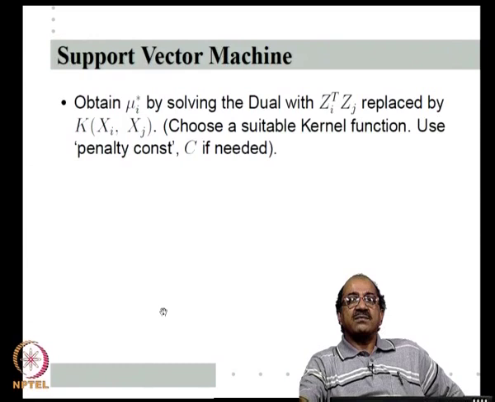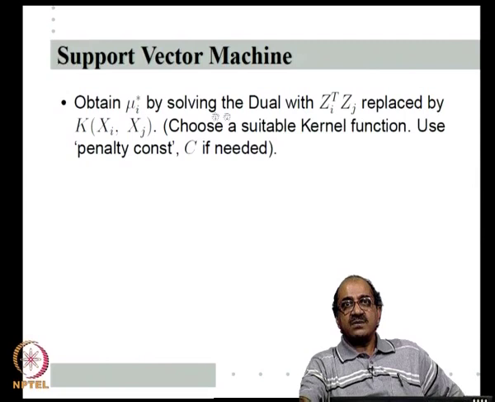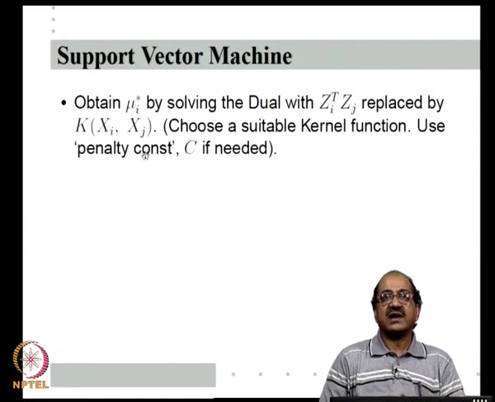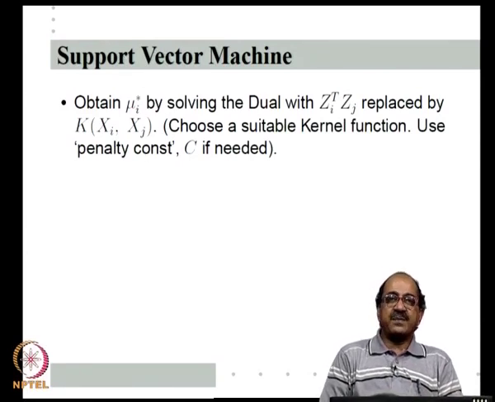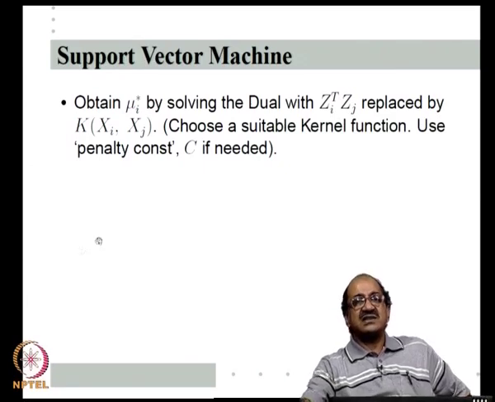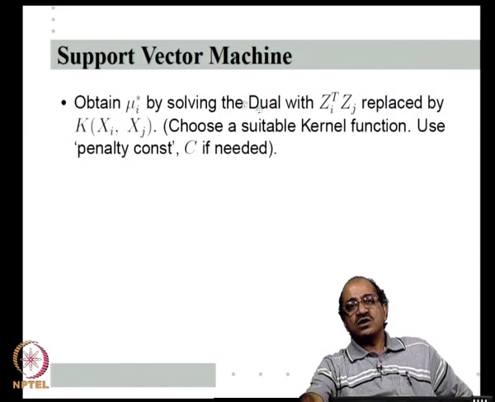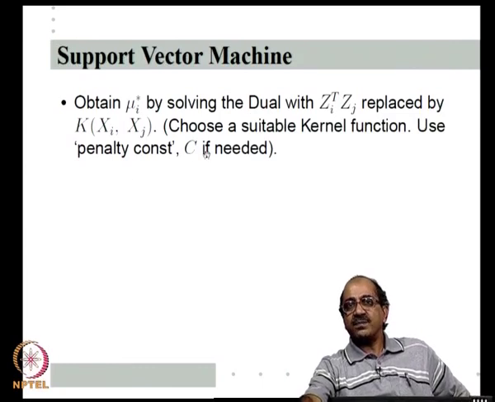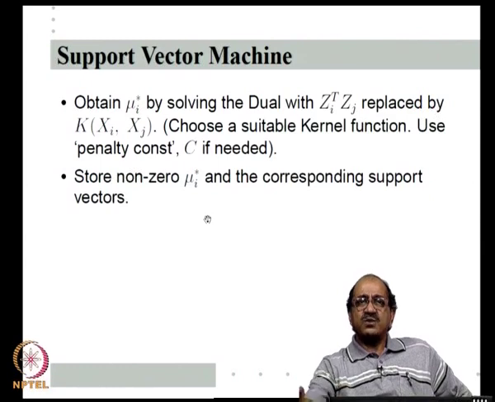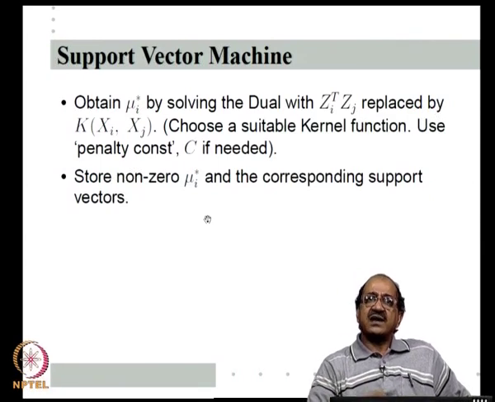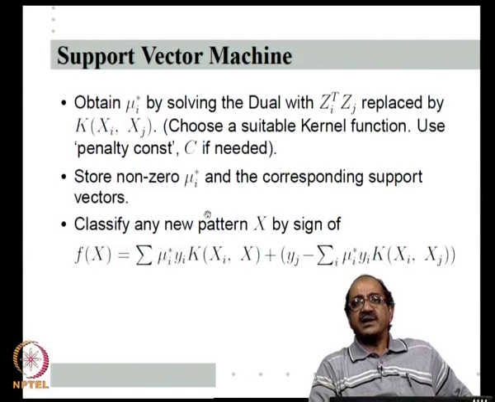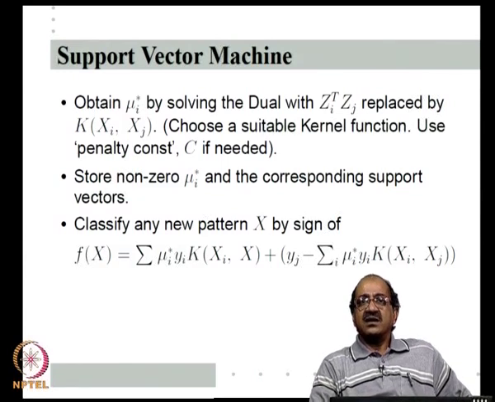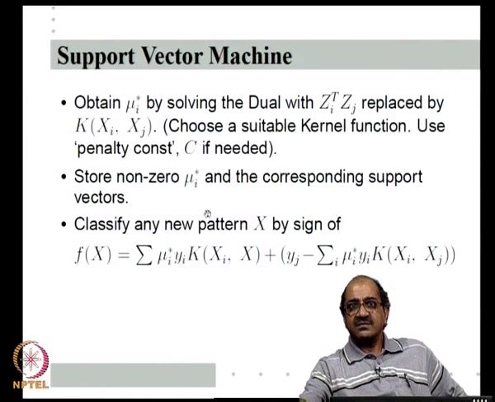So, this is what support vector machine is. What does support vector machine do? I essentially obtain mu i star by solving the dual with zi transpose zj replaced by k xi xj. All it means is I choose a suitable kernel function. Now, I can use a penalty constant c if needed, and as we said, using a penalty constant c is simply a matter of putting an upper bound on mu. So, in the dual solution, it is a very simple thing to incorporate. Once I get my mu i stars, I store non-zero mu i and the corresponding support vectors. Now, I am ready. Give me any new pattern, this is what I compute and classify.